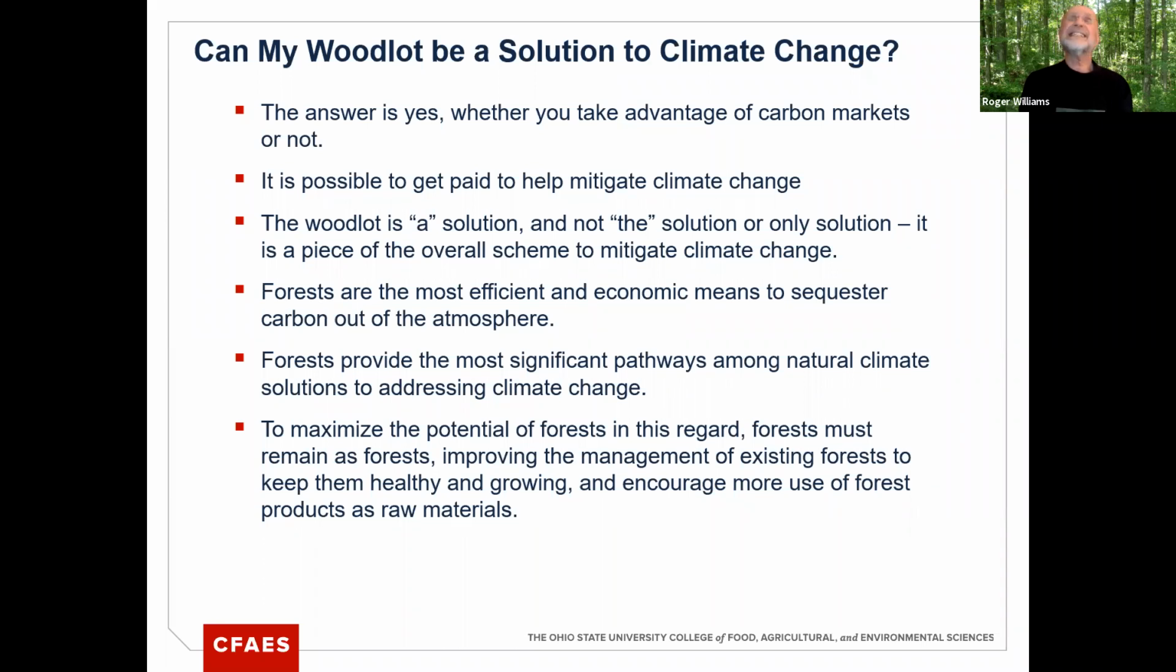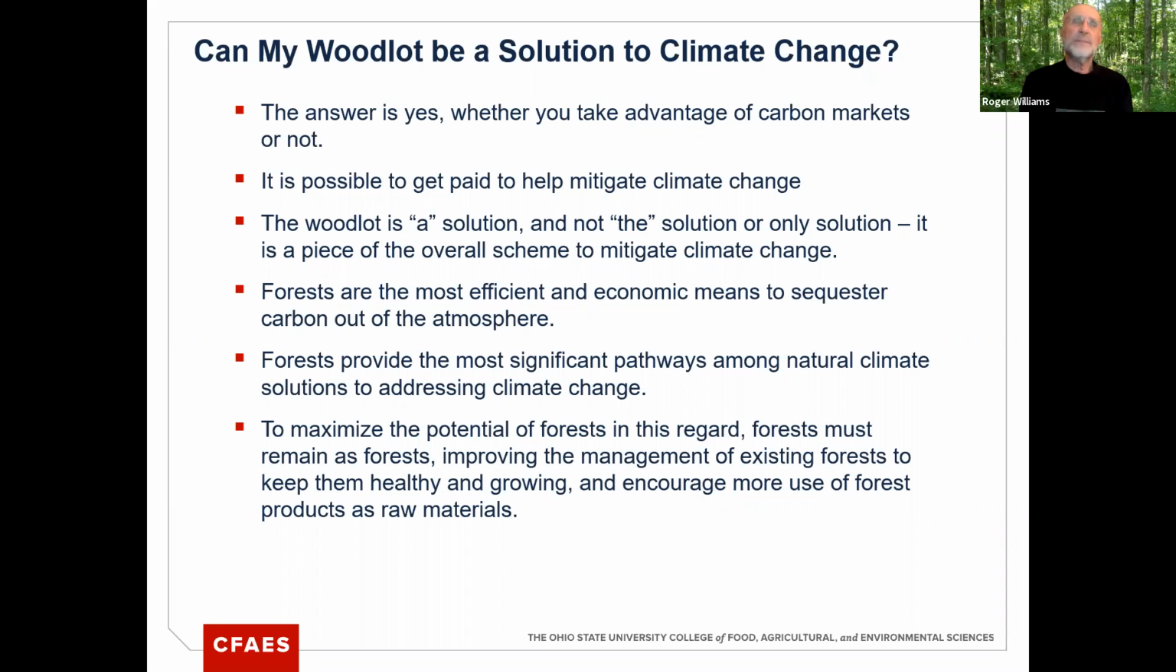Now, the woodlot is a solution and not the solution or only solution, right? It's a piece of the overall scheme, the overall puzzle to mitigate climate change. Now, forests are the most efficient and economic means to sequester carbon out of the atmosphere, because that's what they do, right? You can't force them to do this, because this is what they naturally do. So it certainly is a very natural method of mitigating climate change, right? Forests provide the most significant pathways among natural climate solutions to addressing climate change.